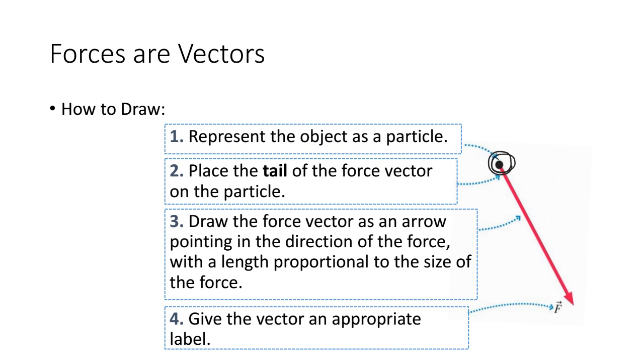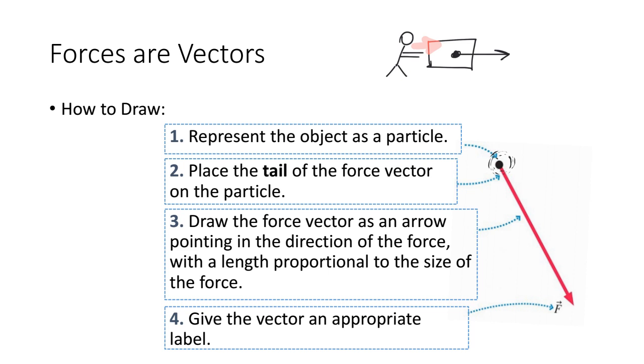So this particle right here is representing a horse or a cow or a planet, or literally anything you can think of is going to be represented here as this particle. You're going to place the tail of the force vector on the particle, meaning that if, for example, you are drawing a box and someone is pushing on the box, you don't want to draw your force like this, because the tail of the vector is not on the particle. Instead, you would want to draw your force vector like this. So the tail is located right here.